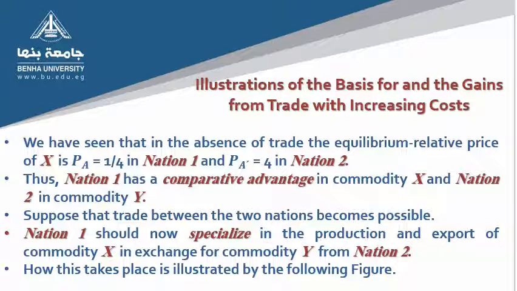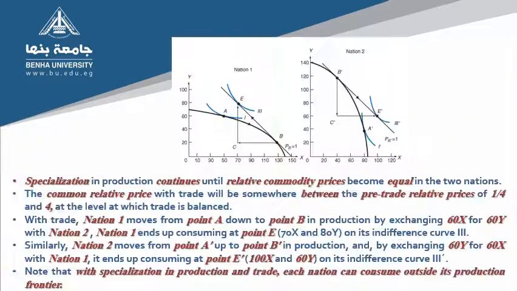Accordingly, nation 1 should now specialize in the production and the export of commodity X in exchange for commodity Y from nation 2. How this takes place is illustrated by the following figure. In the figure, starting from point A, which is the equilibrium point in isolation, as nation 1 specializes in the production of X and moves down its production frontier, it incurs increasing opportunity costs in the production of X, reflected in the increasing slope of its production frontier.